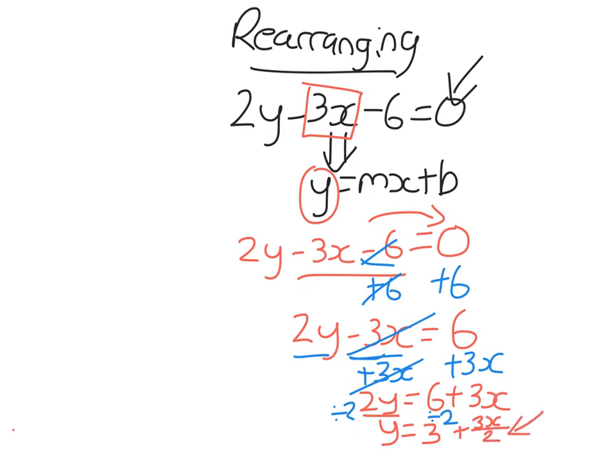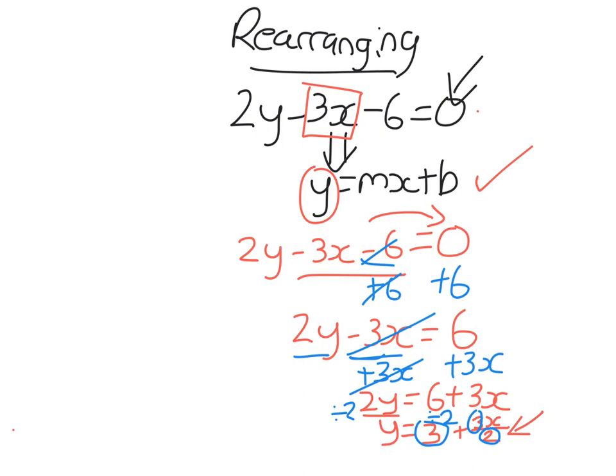Now, this is in the form y equals mx plus b, so I'm done. So it actually turns out that for this line, the gradient wasn't the number in front of x, which is negative 3. The gradient is 3 over 2, and the y-intercept is 3. Okay, so that's how you rearrange equations.